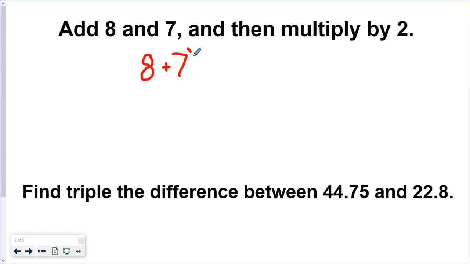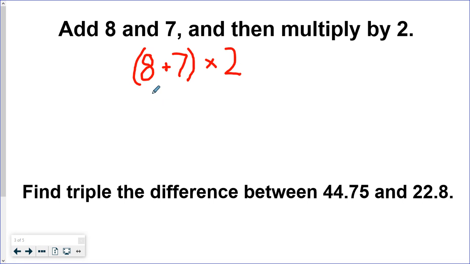Now, I got to be careful. Since I know that's the first thing I have to do, I have to put parentheses around it. Okay? So I'm going to take 8 plus 7. That's the first thing I want to do. And then I'm going to multiply. So then I write my multiplication symbol, and then I multiply by 2.